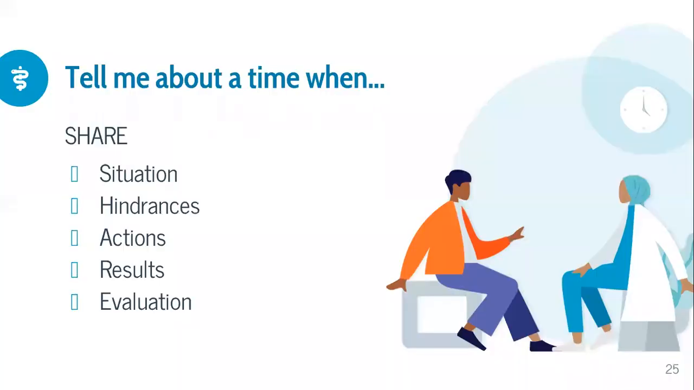Next slide. This is a second type of way to structure your answers. So it's called SHARE. Stands for situation, hindrances, actions, results, and evaluation. And basically, it's the same as the STAR approach, just one extra step of evaluation and reflection. Next slide.